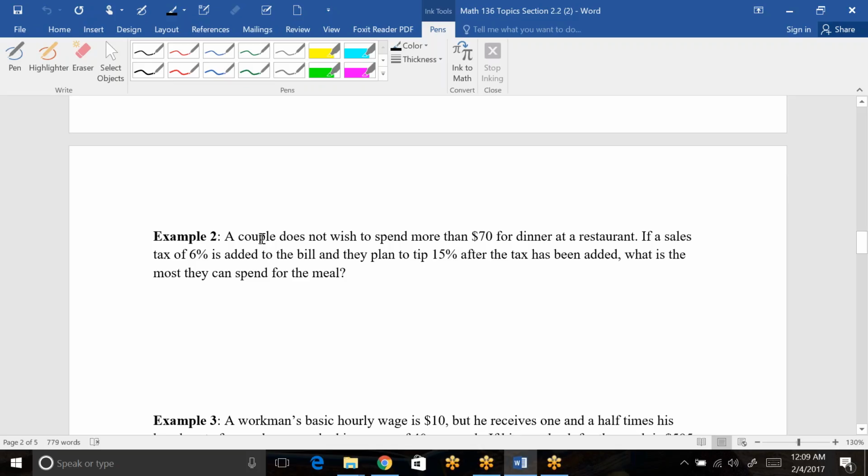It says a couple does not wish to spend more than $70 for dinner at a restaurant. So that's their budget, that's their max. If sales tax of 6% is added to the bill, and then they plan to tip 15% after tax, now that is weird, but that is what they've decided to do, what would be the most they could spend on the meal?